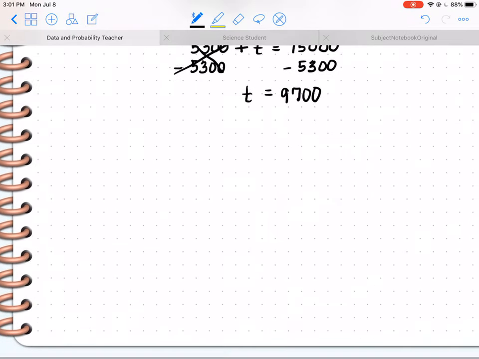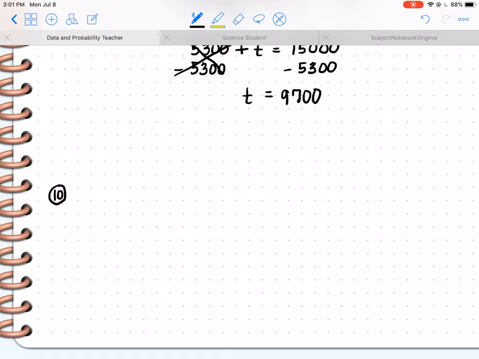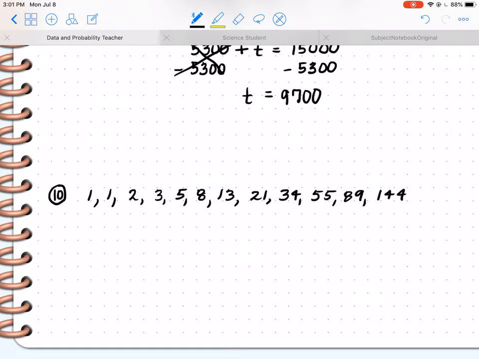All right, number 10. What is the median of the following data set? We have 1, 1, 2, 3, 5, 8, 13, 21, 34, 55, 89, and 144. And we need to find the median, which is the middle. So let's count them. There are 1, 2, 3, 4, 5, 6, 7, 8, 9, 10, 11, 12. So the middle would be at 1, 2, 3, 4, 5, 6. Right here is your median. That's the middle line.